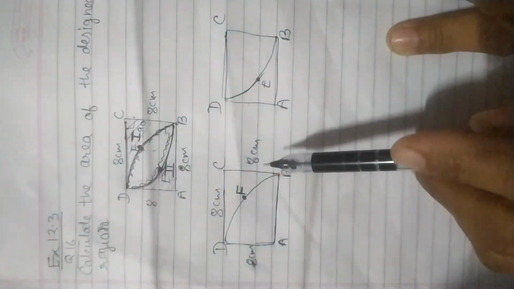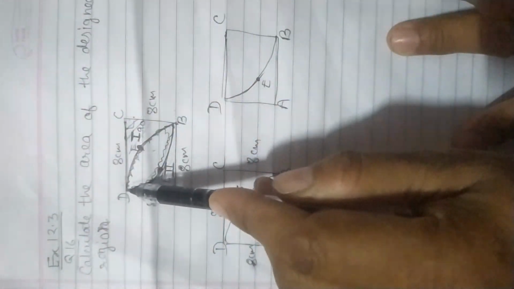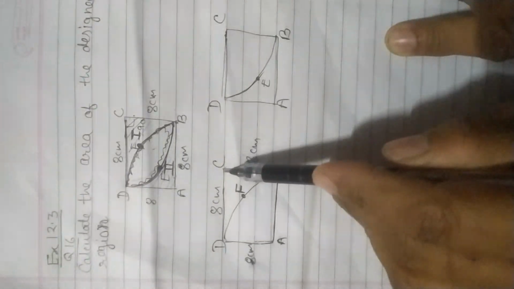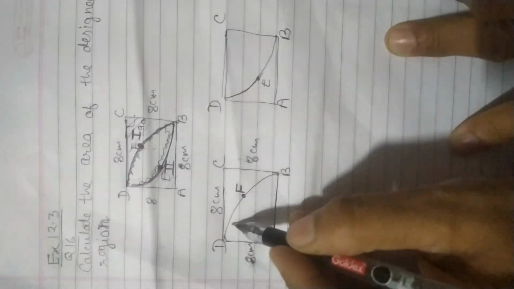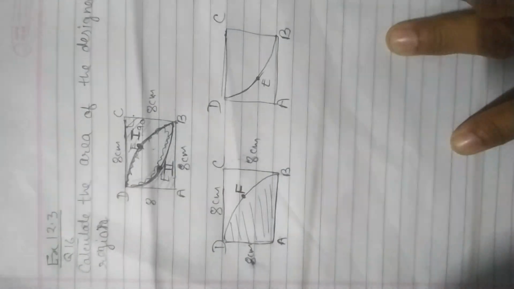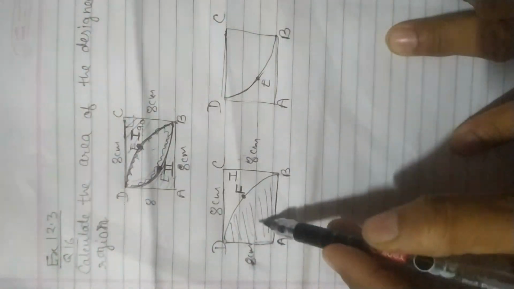I am drawing 2 more figures. Here A, B, C, D is there, and I am simply drawing this part. This is DFP. Okay. Now check, if you find the area of the square and then from this area you subtract this area, will you get the area of region 1? Yes, you will.